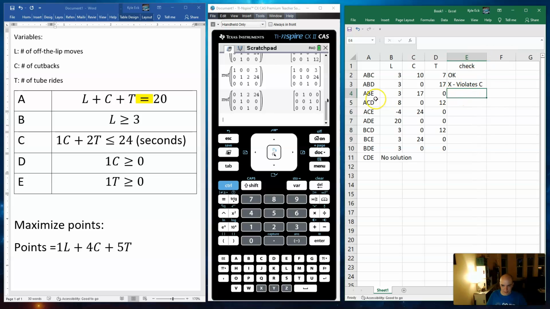A, B, and E, so we need to check this against constraint C as well. Now, this one seems fine because 1C, which is 17, is less than 24, and everything is positive. So this is okay.